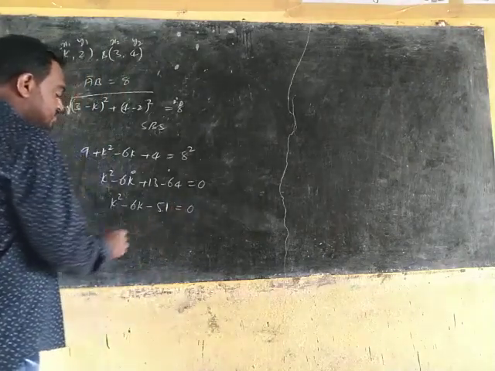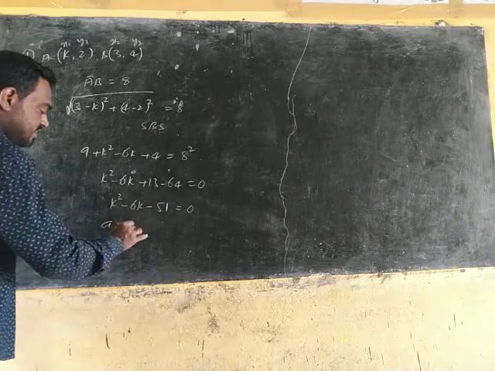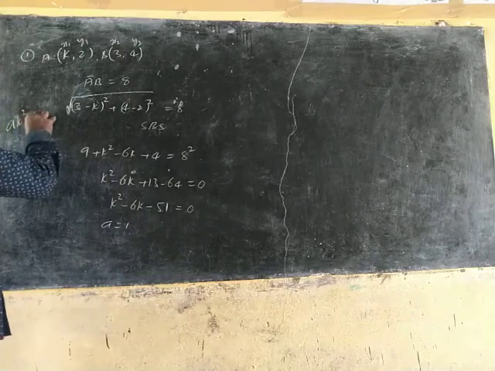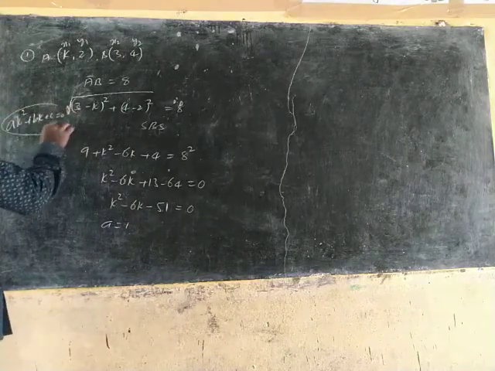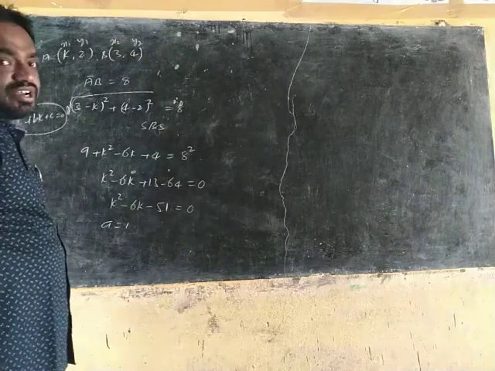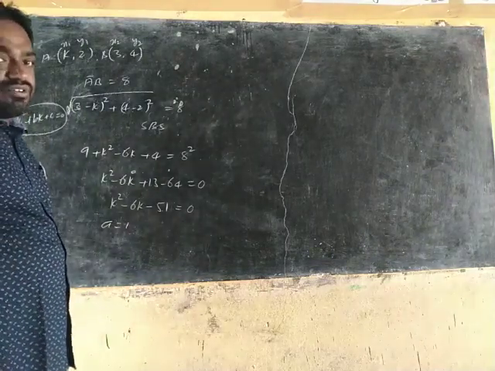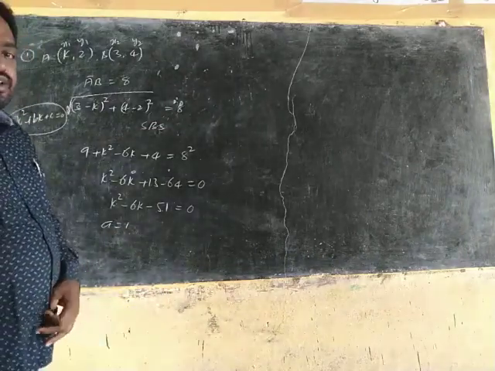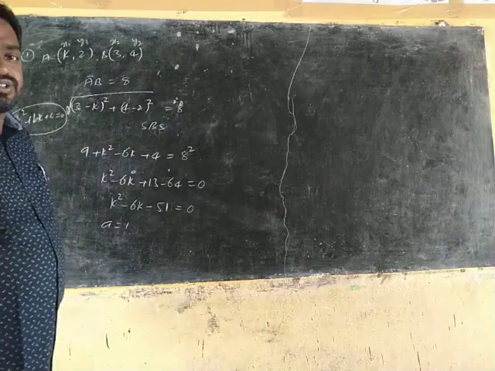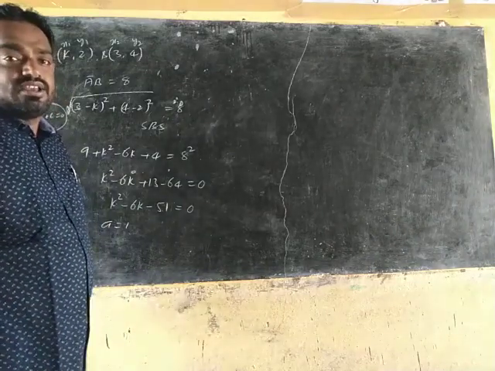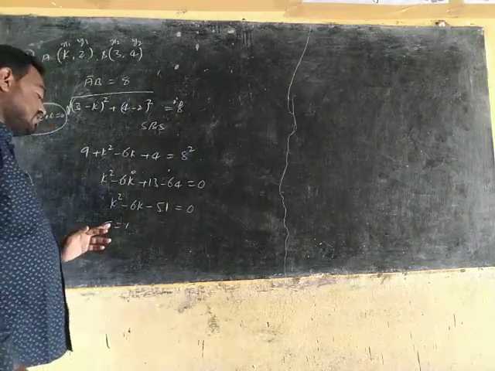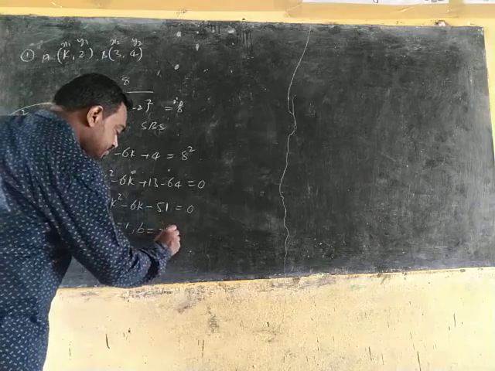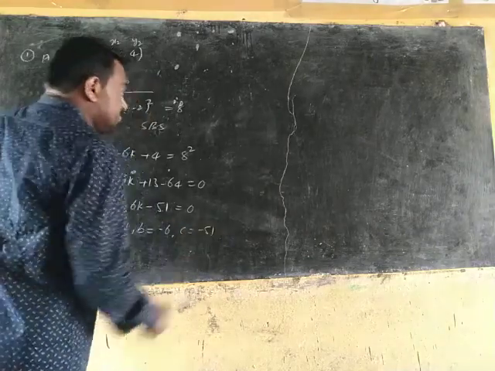So how are we solving this equation? Compare it with a x square plus b x plus c equal to 0, a quadratic equation. We know how to solve a quadratic equation: by using the formula x is equal to minus b plus or minus square root of b square minus 4ac, all by 2a. Here a is the k square coefficient, b is the k coefficient, and c is the constant, minus 51.